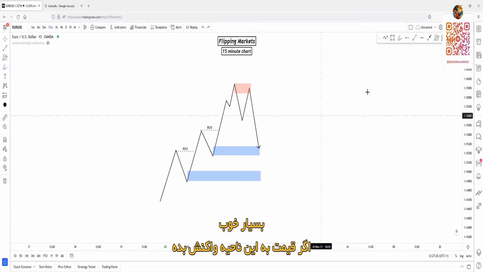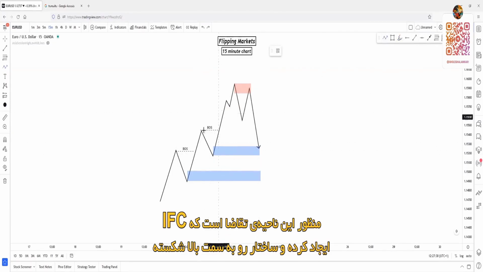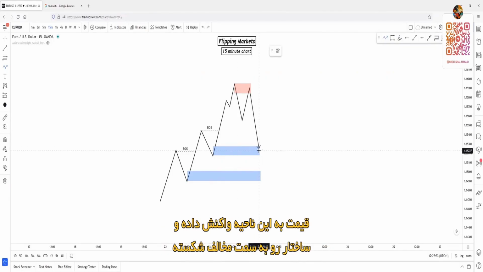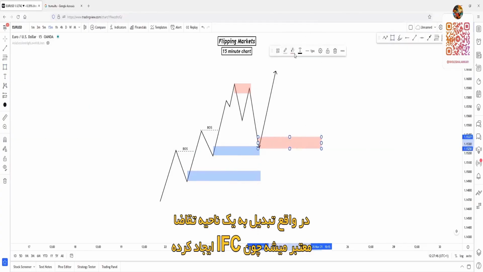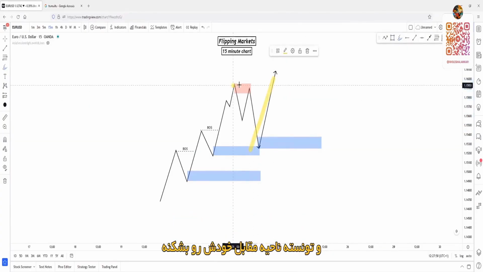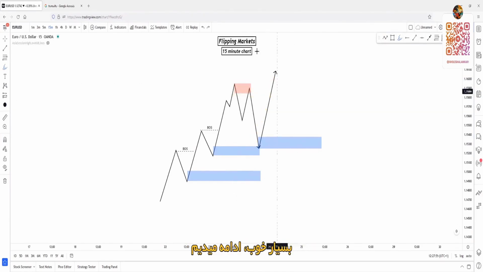If price reacts on this demand zone that created inefficiency and break of structure to the upside, and breaks through the opposite side zone, this supply zone, that's what I meant by breaking through an opposite side zone, then it will become valid again. It will become a valid demand zone, because let's say it created inefficiency with the movement and broke through an opposite side zone. So yeah, let's move on.